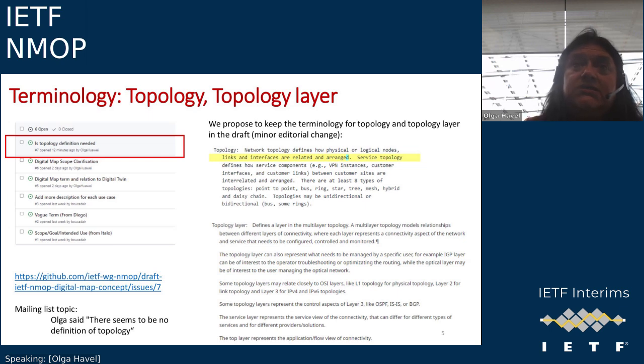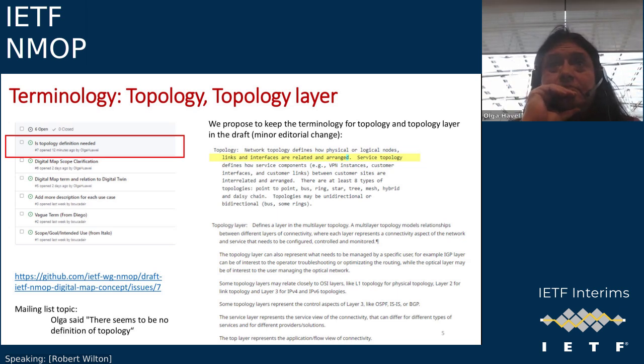We just did a topology as a result of the comments that we had before, that the basic topology is not defined and then the topology layer is not defined. But based on what's here, it says physical or logical and how they are related and arranged, and for service between customer sites. So it is really for network and service topology. Okay, then actually that's probably okay. I just wonder whether you could get away with not defining topology at all and just define topology layer, maybe. That's way out.